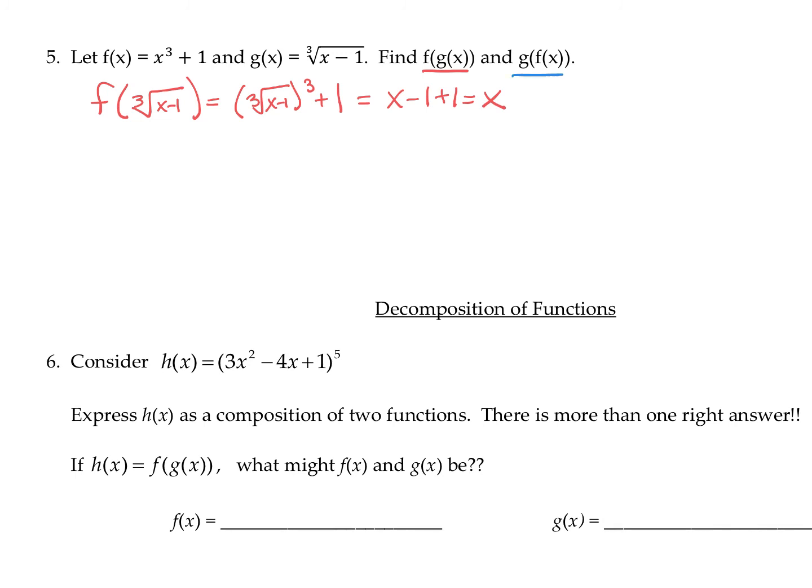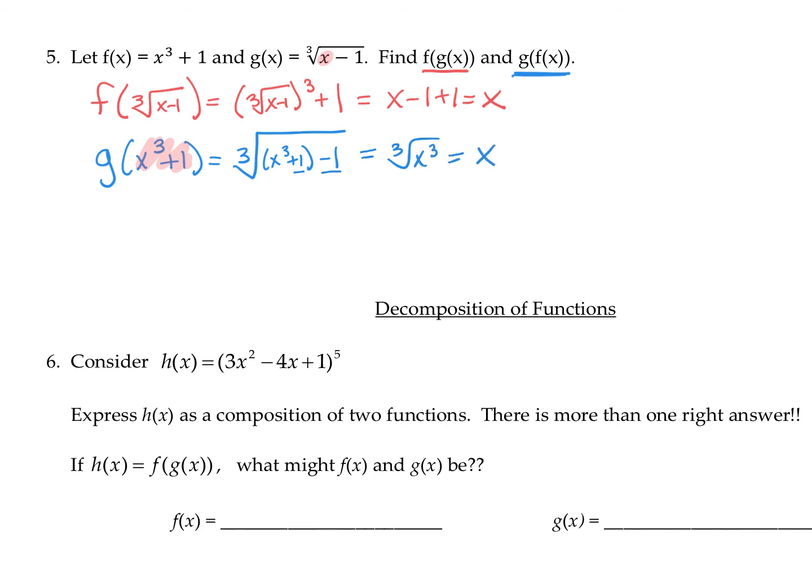All right, let's do the same thing, but now we're going to do g of f of x. That means I'm going to do g of x cubed plus 1. So g is the cube root of x cubed plus 1 minus 1, because this value x cubed plus 1 is replacing just that x. And then that's going to equal, well, I have minus 1 and plus 1, so those will cancel, so I really just have the cube root of x cubed, which is just x.